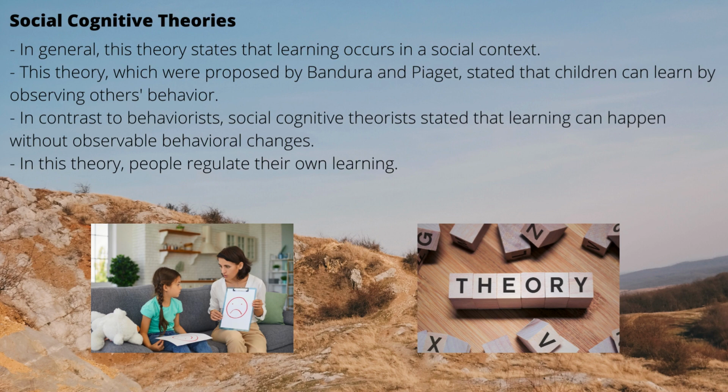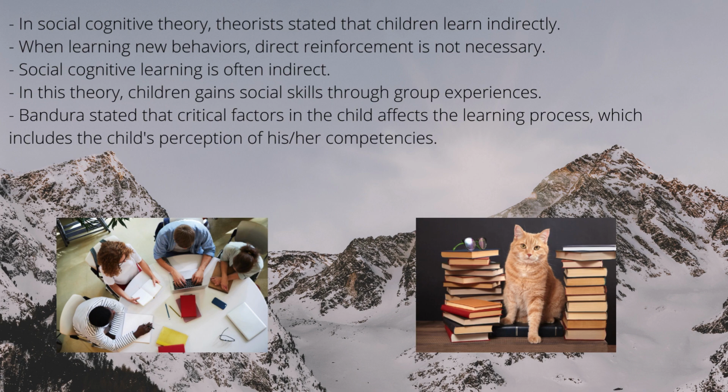Now, coming to the social cognitive theories. In general, this theory states that learning occurs in a social context. This theory, which was proposed by Albert Bandura and Jean Piaget, two well-known psychologists, stated that children can learn by observing other people's behavior. In contrast to behaviorists who believe that all learning creates behavioral changes, social cognitive theories state that learning can happen without observable behavioral changes. In this theory, people regulate their own learning by seeking certain experiences and focusing on their own goals.